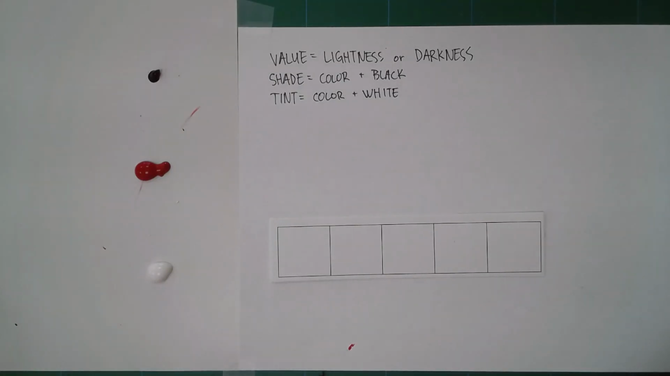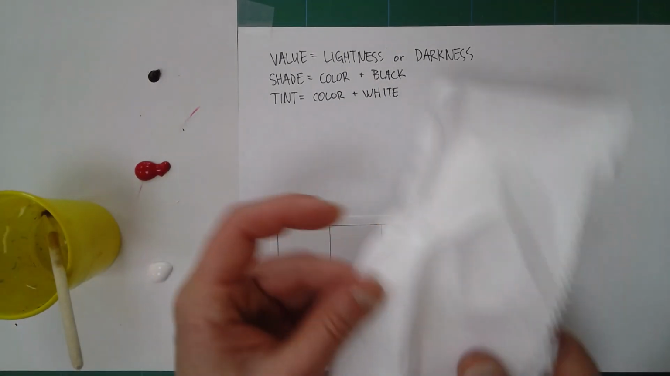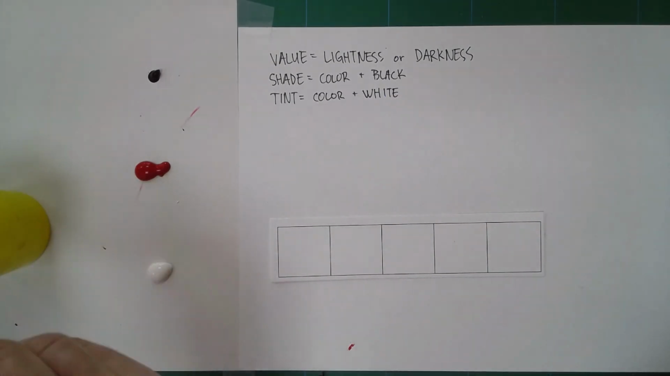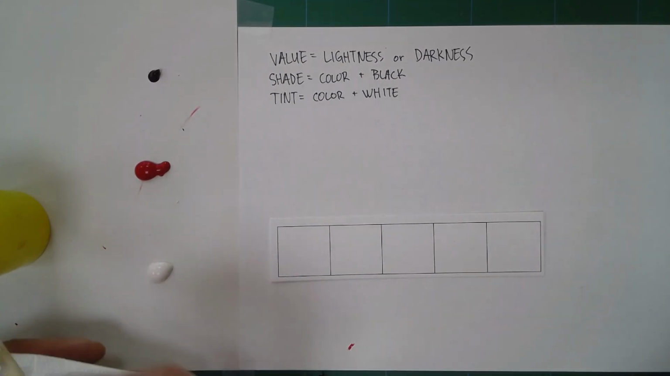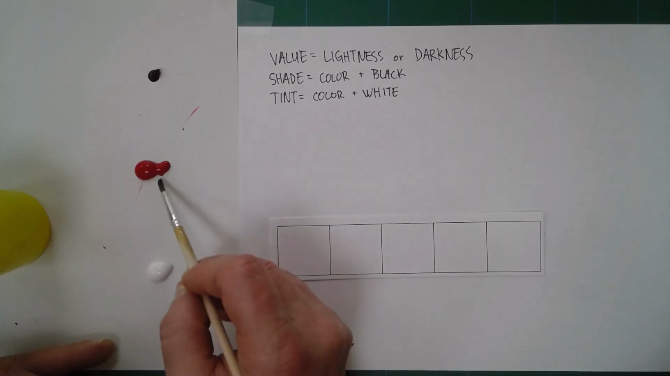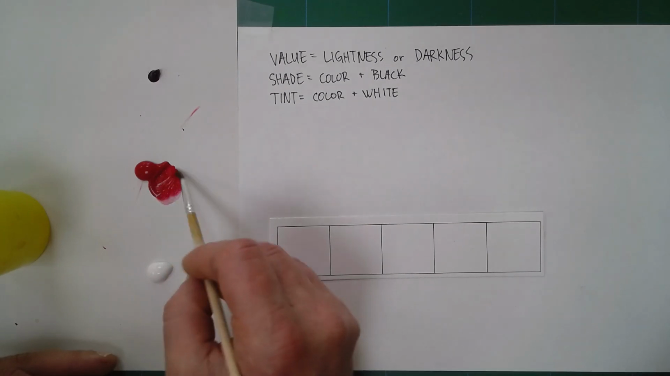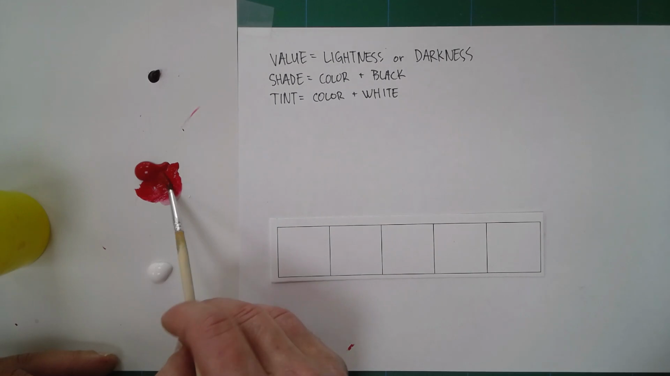Now, I have here some water and a paintbrush, and off to the side I've just got a little paper towel so that I can dry off my paint. Normally you want to get a little bit of water into your paintbrush because it usually helps this to flow a little bit. So what I'm doing is I'm loading my brush pretty well with paint.